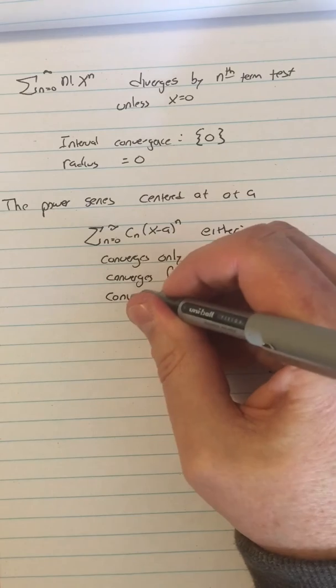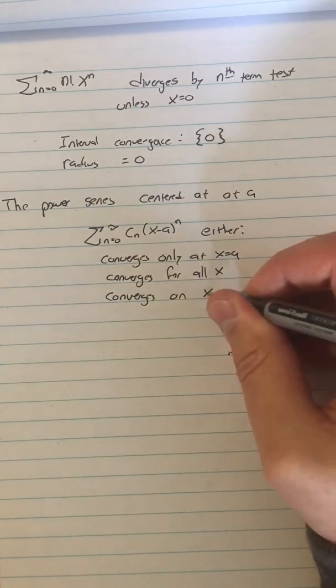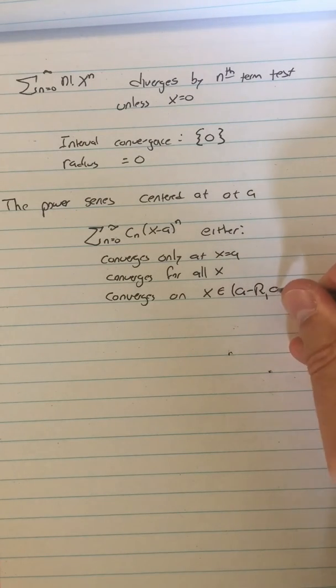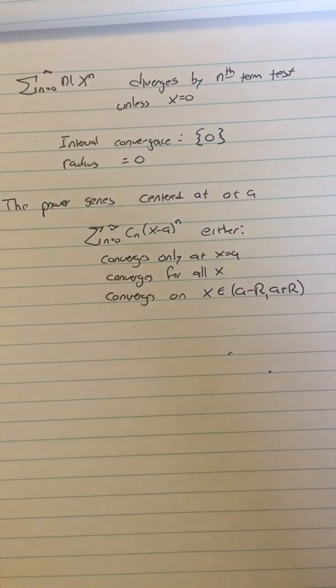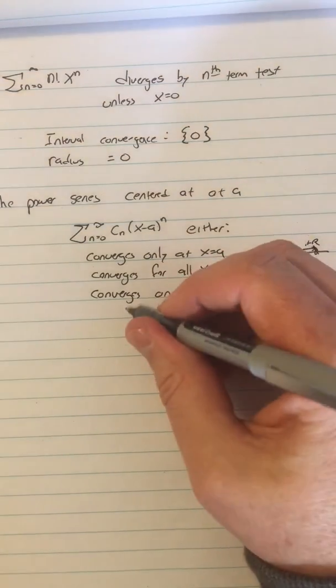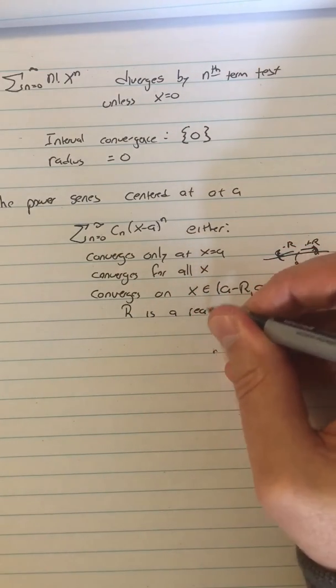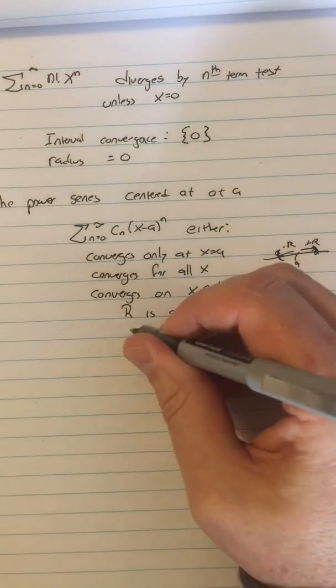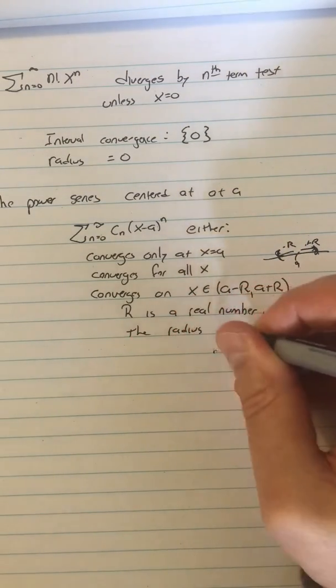Or the series converges on an interval, x as an element of the interval a minus r to a plus r. Right? So we have a certain center a, and we're subtracting r and adding r, developing an interval of a certain radius. If you think of this as a circle, an interval of a certain radius that way, where r is a real number, which is called the radius of convergence.